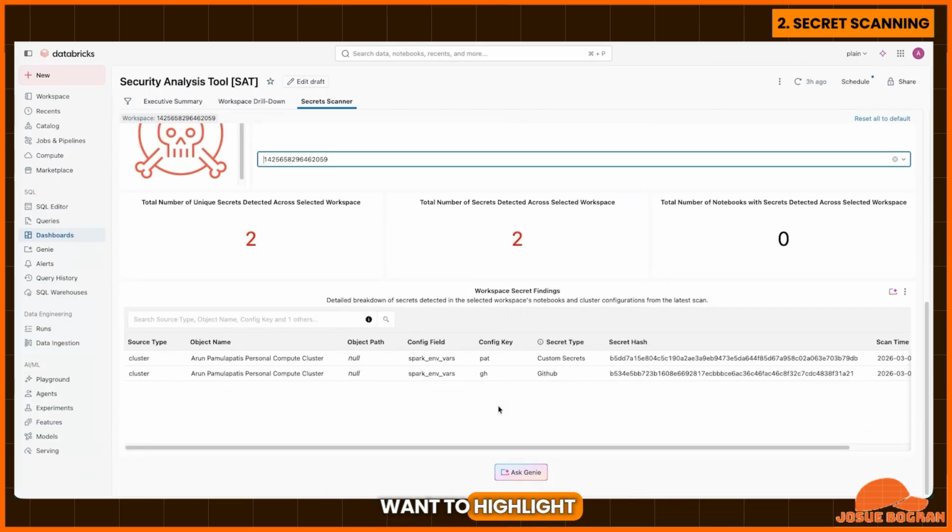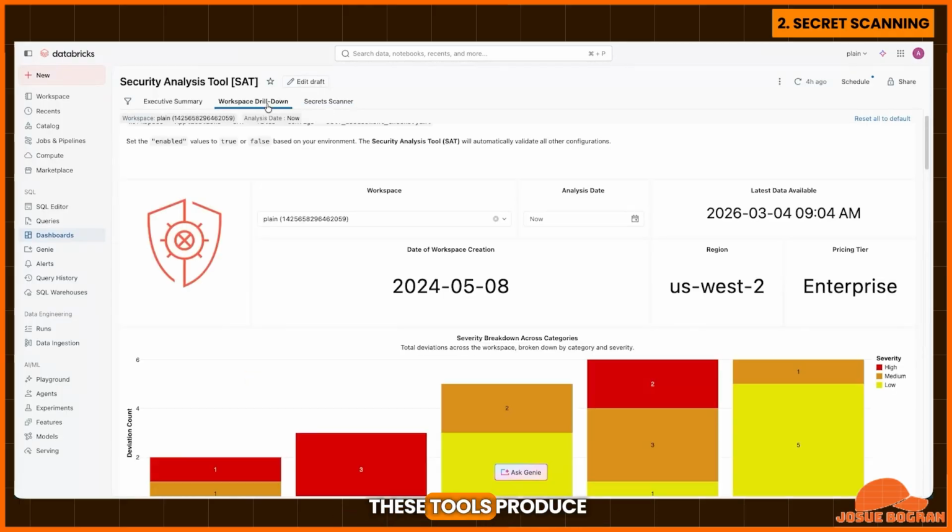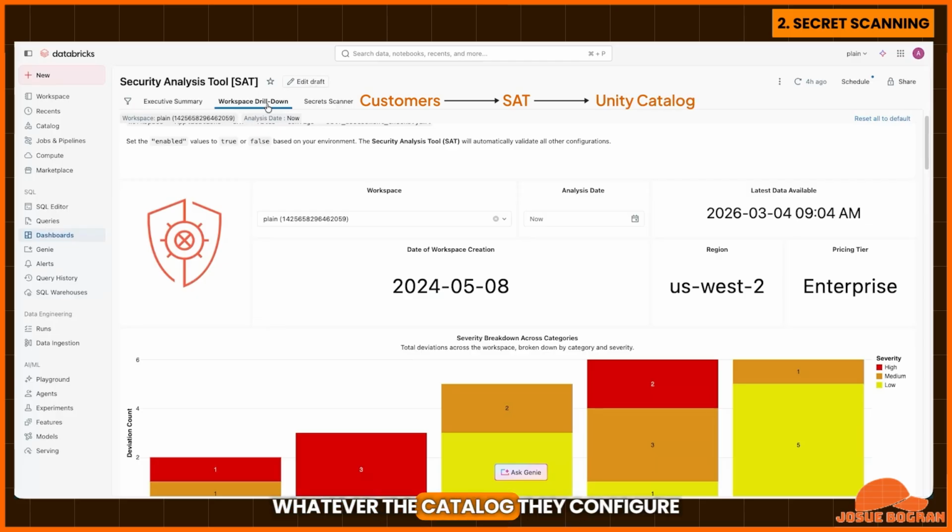One point I want to highlight: all of this data, the metadata that these tools produce, is stored in the customer environment. So we don't have any visibility. This is a tool that customers run in their own environment, and the output of this analysis also goes into their own Unity Catalog, whatever catalog they configure before they set up SAT and before they run SAT. They would specify, hey, I want this data going to this specific catalog and this specific schema. So we don't have visibility.